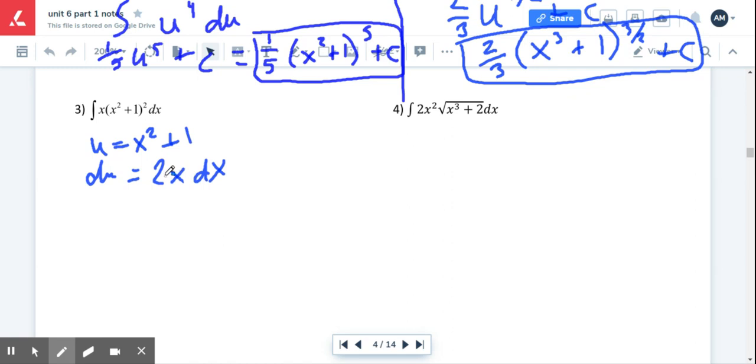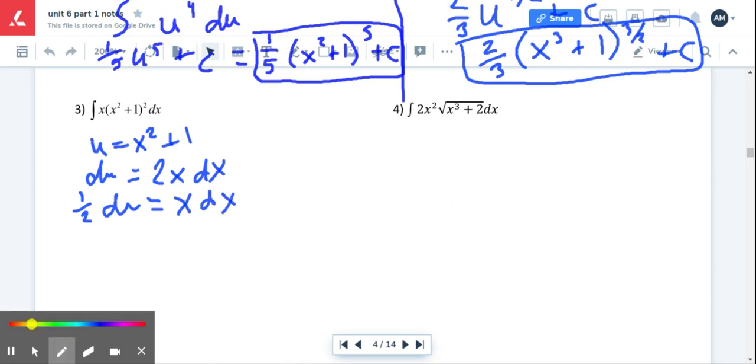Now, if I divided by 2 on both sides of this equation, let's see what happens. So I would have 1/2 du equals x dx. Now, this is exactly what I wanted right here, x dx, because we've got an x dx up here. So that's actually perfectly fine. So let's see what happens when we do this substitution.